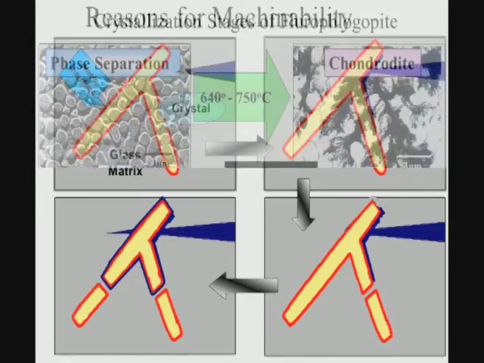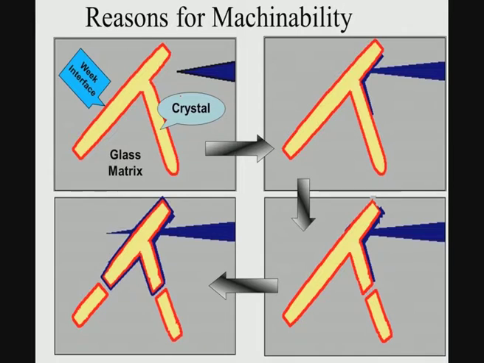Now, what is the reason for this machinability? Suppose you have straw like crystals in the material, and these straw like crystals are essentially anisotropic crystals. Now, the moment a crack comes, the crack cannot go straight away to the other face of the material.